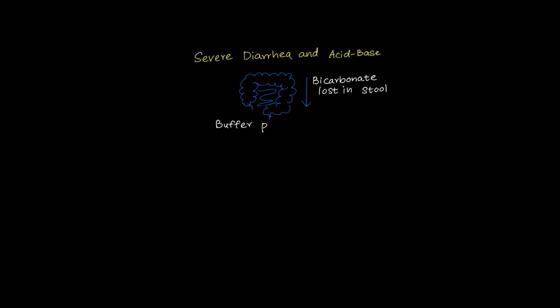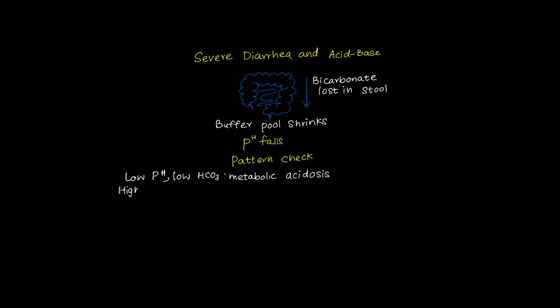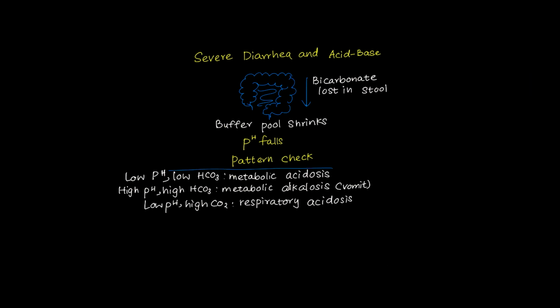Severe diarrhea is the other side of the gastrointestinal coin. The lower gut is loaded with bicarbonate, so fluid loss from that region strips bicarbonate out of the body. When bicarbonate drops, the blood's buffer pool shrinks and acids accumulate. The pH falls. That combination, low pH with low bicarbonate, is metabolic acidosis. High pH with high bicarbonate is metabolic alkalosis, which fits vomiting instead. Low pH with high carbon dioxide is respiratory acidosis from a breathing failure. High pH with low carbon dioxide is respiratory alkalosis from hyperventilation. Stick with the pattern.